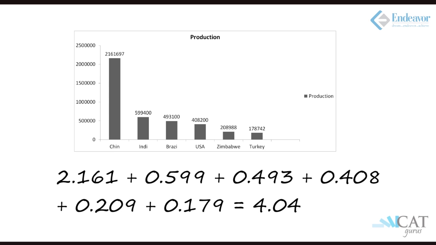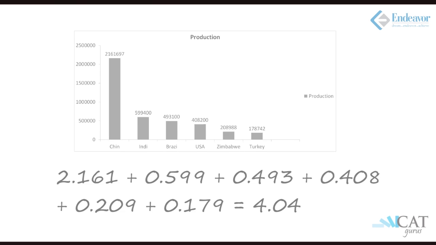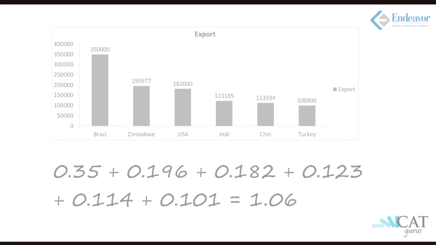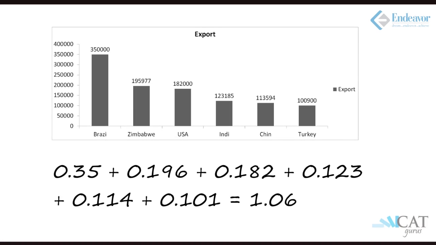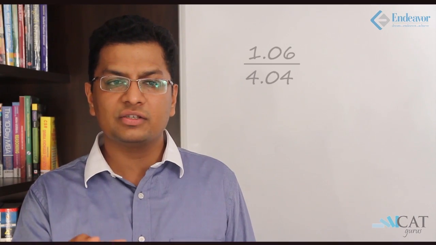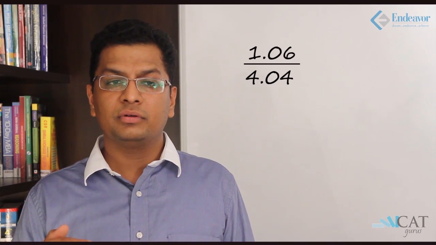We are simplifying the data which is there. Adding up, let's forget the last digit. We can clearly get 4.04 out of this. Now let's look at the export figures, in that order, because country does not matter here. So it's 0.35, 0.196, 0.182, 0.123, 0.114 and 0.101. So this totals up to 1.06.